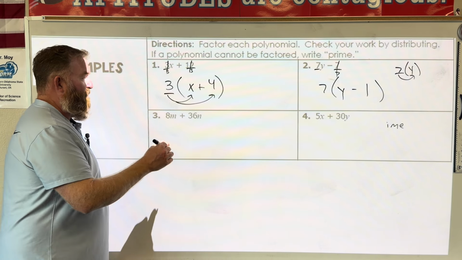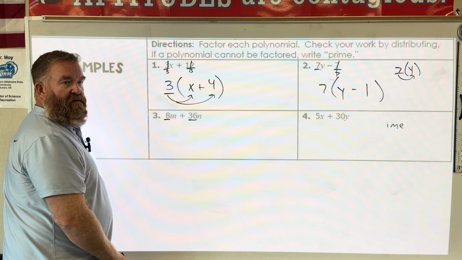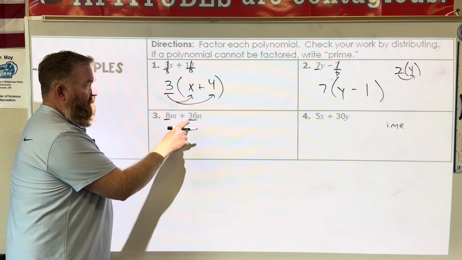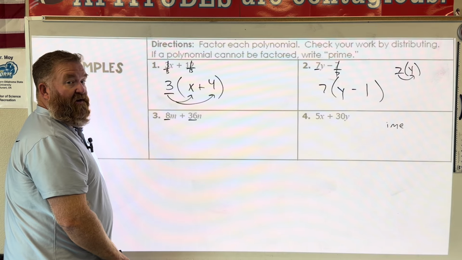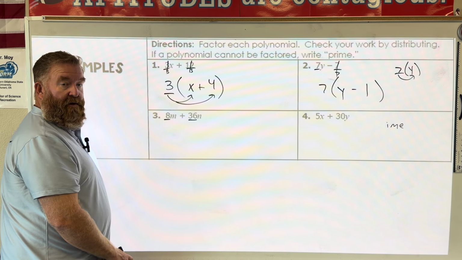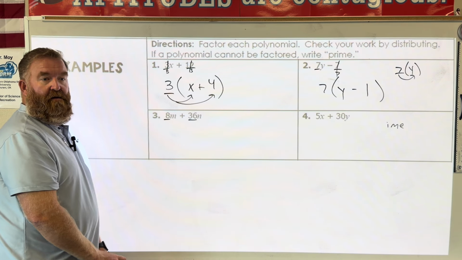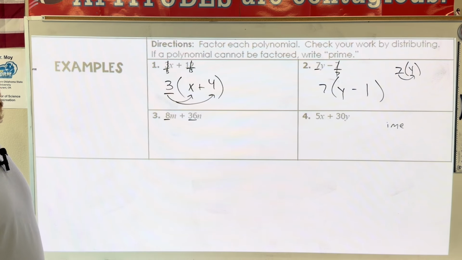All right, here we go. Third one. I have an 8 and I have a 36. What's the smallest number? Okay, 8. Will 8 go into 8? Cool, that's good. Will 8 go into 36 evenly? No, it will not. If you don't know, go 36 divided by 8. What'd you get? 4.5. It doesn't go in evenly. Okay, so what's the next number down?